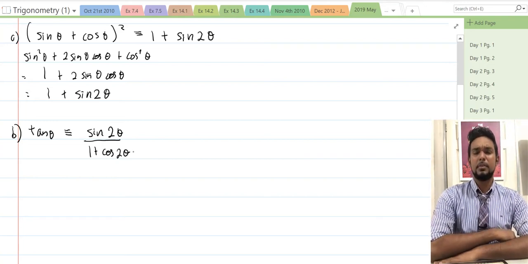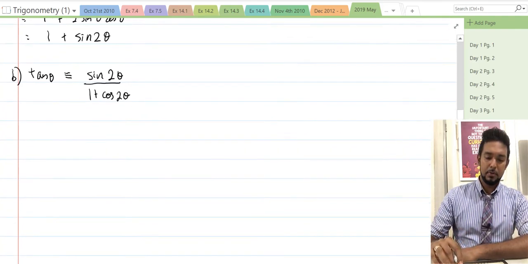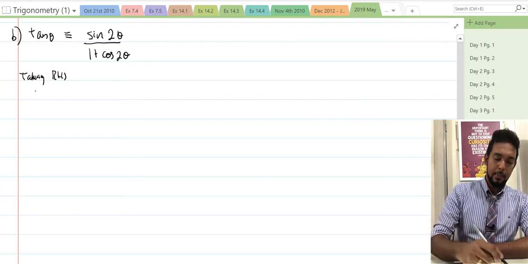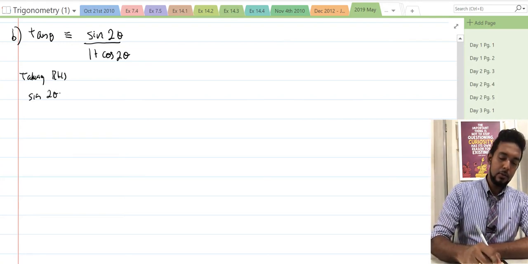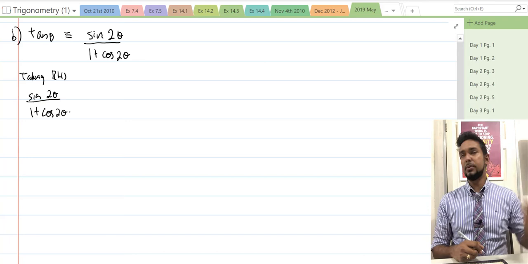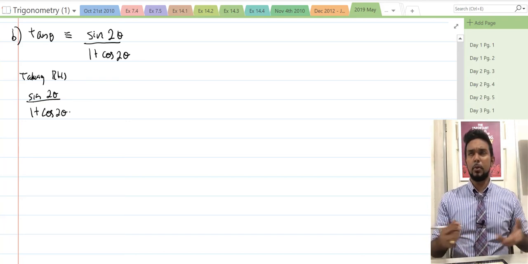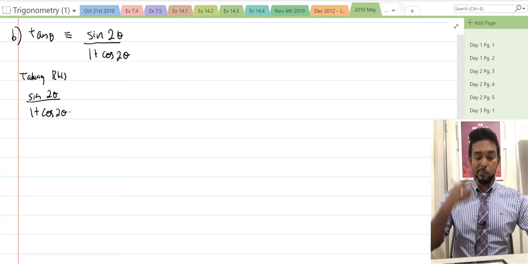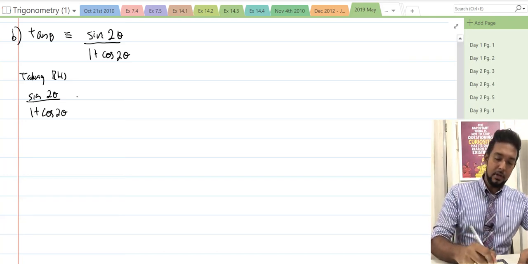All right, so which side here seems to have more meat? Left side or right side? Right side. I think so too. All right, so let's take the right hand side. Let's start with sine 2 theta over 1 plus cos 2 theta. So tan theta we know is sine over cos, right? So we're probably looking to boil it down to that, right? But that denominator, anyhow, let's start.